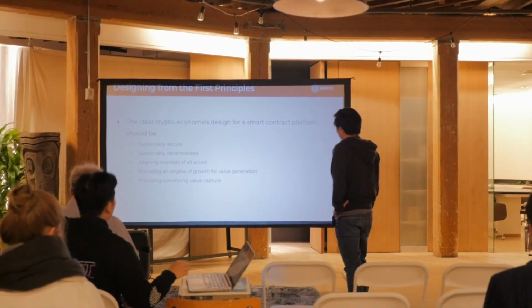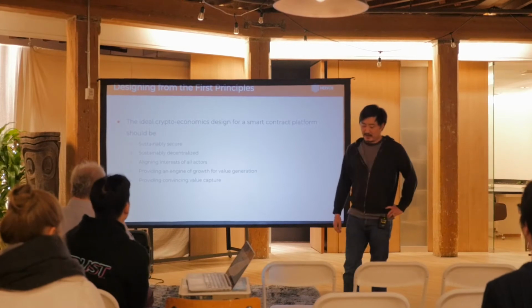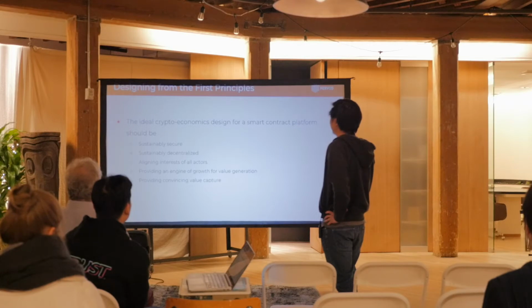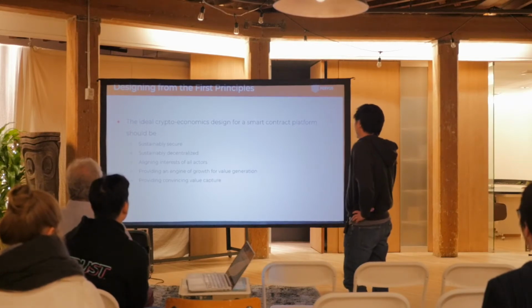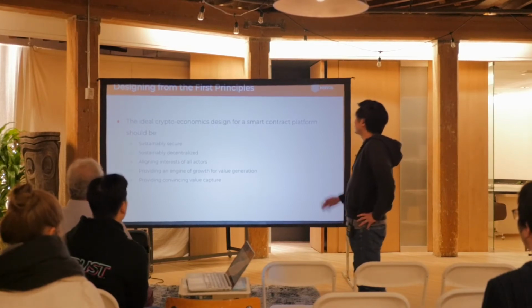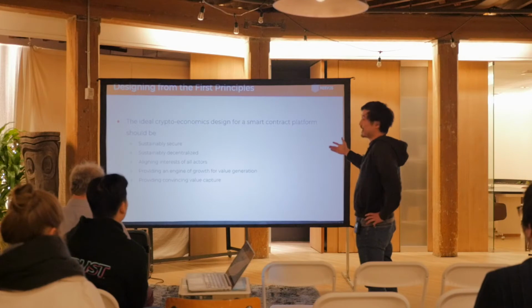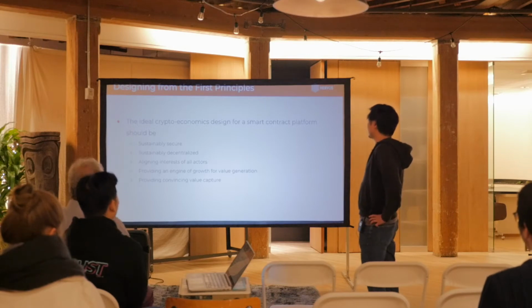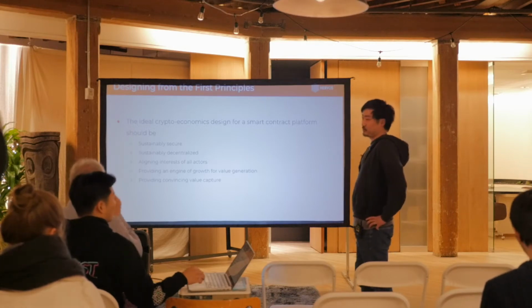So we want to think about what an ideal cryptoeconomic design would be. Let's think from first principles. Specifically for a smart contract platform, the ideal cryptoeconomics design should be sustainably secure, sustainably decentralized, and should be aligning the interests of all the actors of the system. It should be providing an engine of growth for value generation and also value capture.